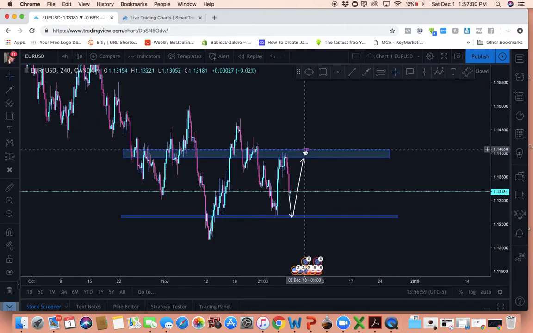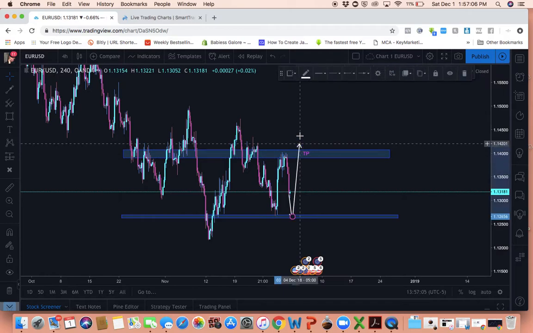But like I told you, I like to trail my stop losses because what if the market wants to create a new high and pass this zone? If my TP was set, it would have already taken me out when I could have gotten the rest of these. So that's why I trail my stop loss.